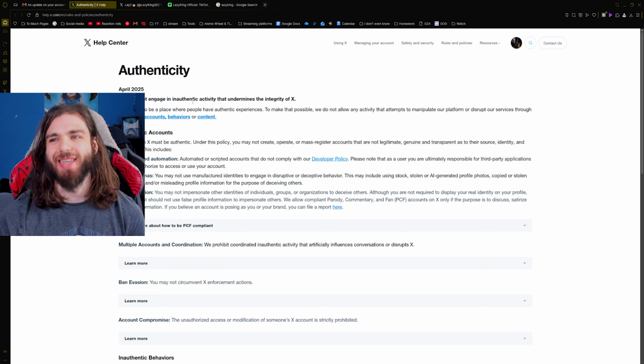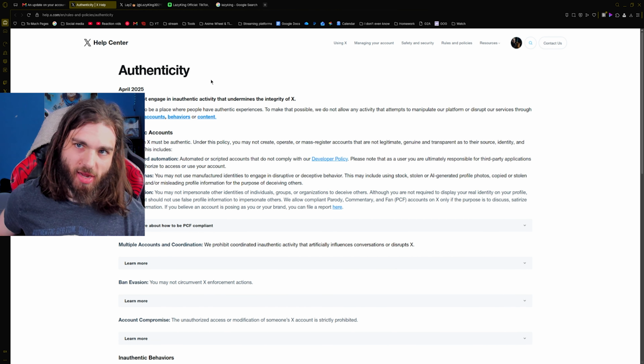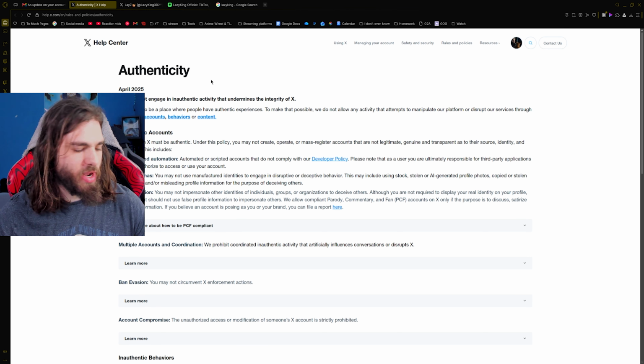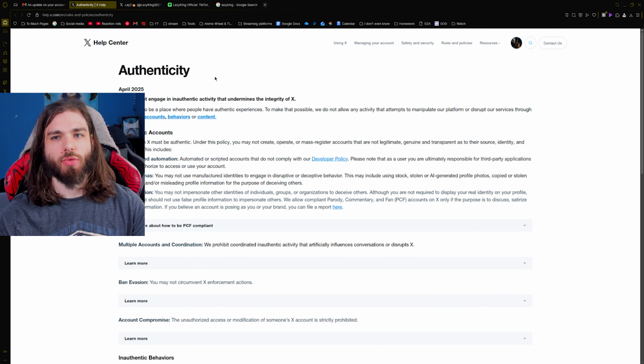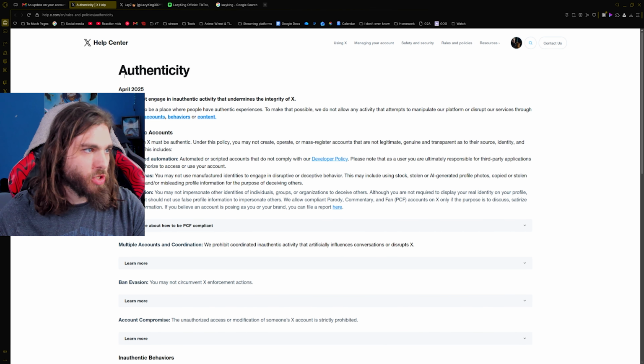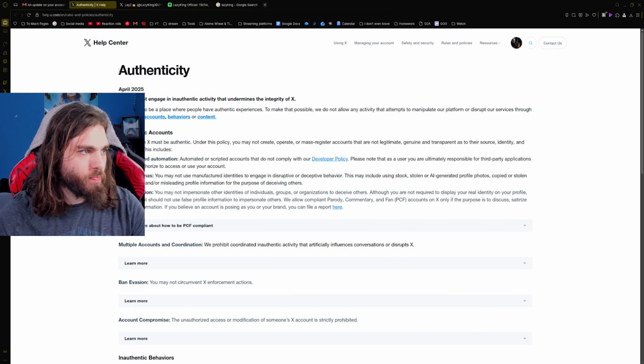Let's go over the allegations that my great bot of an X support gave me, right? So, authenticity. Oh wait, that's not how you say it. Authenticity, right? April 2025. You may not engage in inauthentic activities that undermine the integrity of X. Makes sense. We want X to be a place where people have authentic experiences. To make that possible, we do not allow any activity that attempts to manipulate our platform or disrupt our service through inauthentic accounts, behavior, or content.